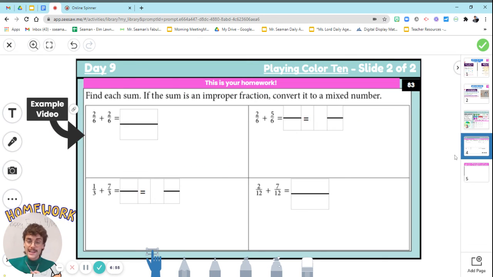So if you have any questions, you can watch the example video that shows you how I'm going to solve this problem for you. Otherwise, if you have any other questions, please join our math workshop today from 12 until 1.